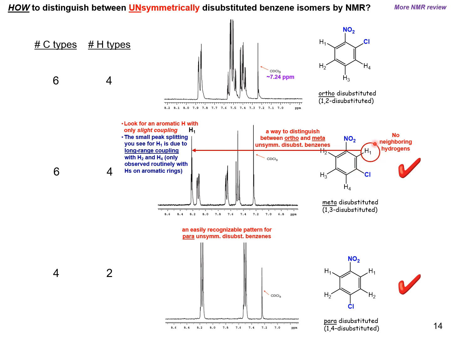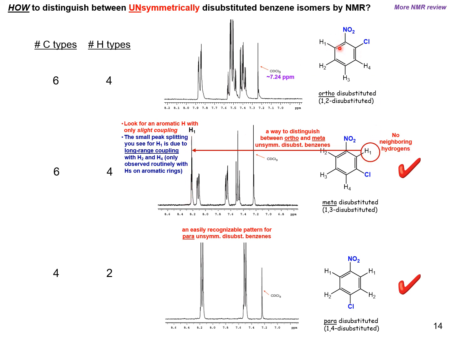Therefore, it would resemble a singlet. This is the peak here. It's not completely a singlet because you have a little bit of long-range coupling with H2 and H4. However, of the 4 peaks, this is the one that resembles mostly a singlet. So therefore, this peak is this one over here.